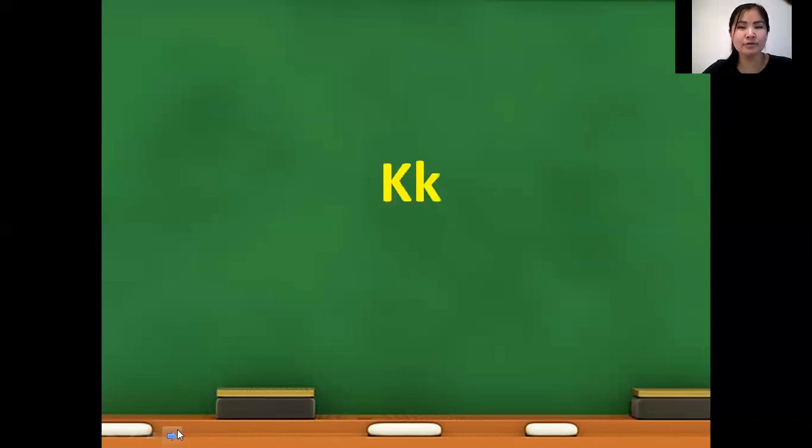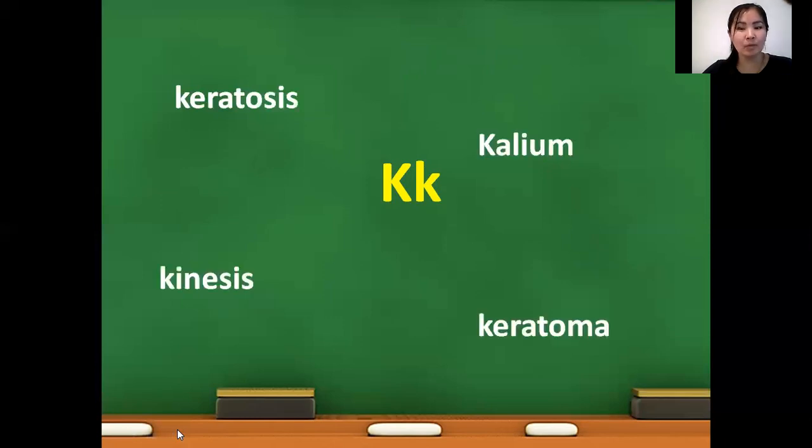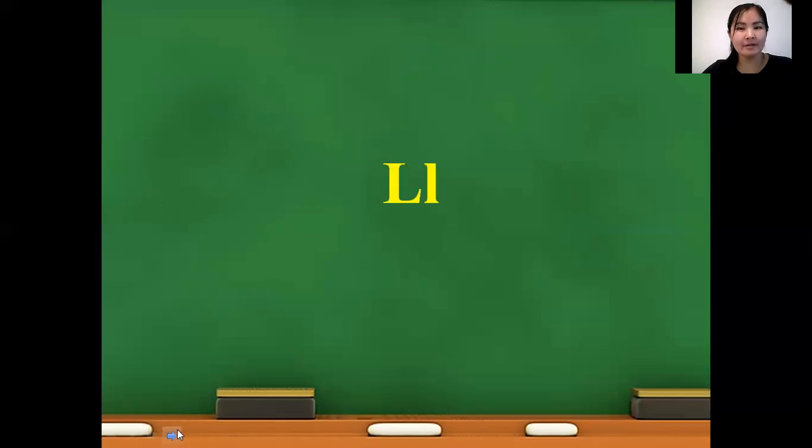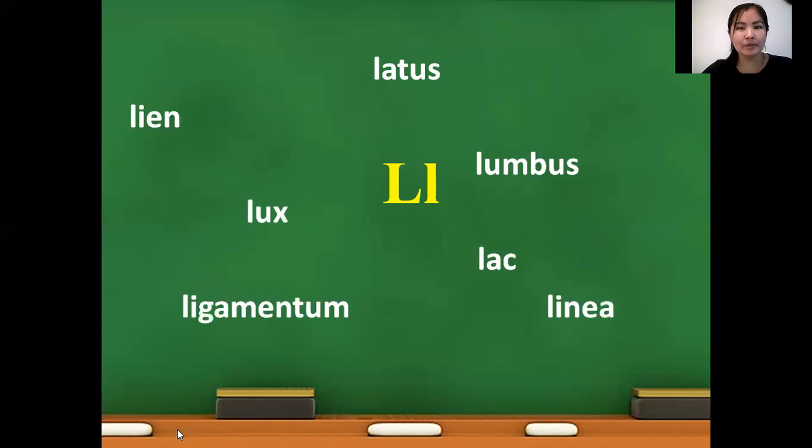K produces sound K. Keratosis, calcium, kinesis, keratoma. L produces sound L, soft. Latus, lien, lumbus, lux, lac, ligamentum, linea.